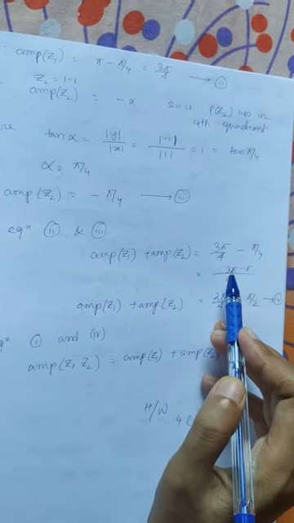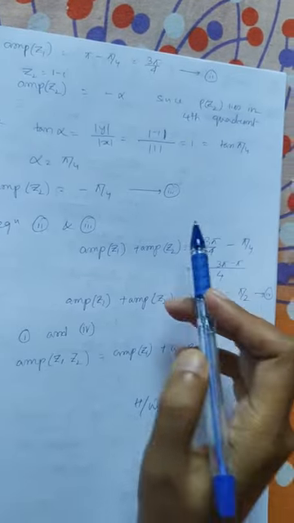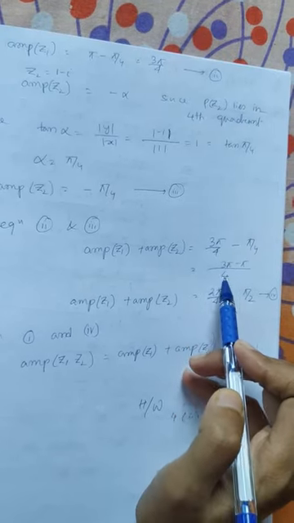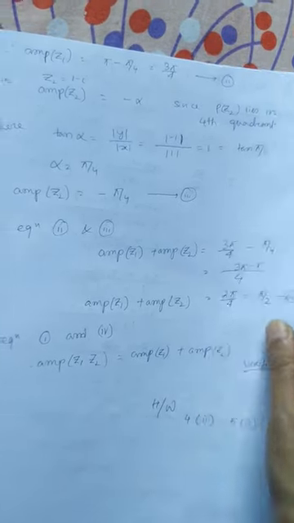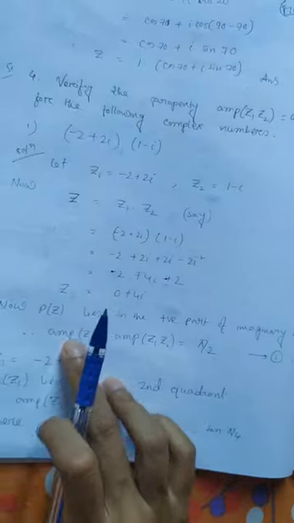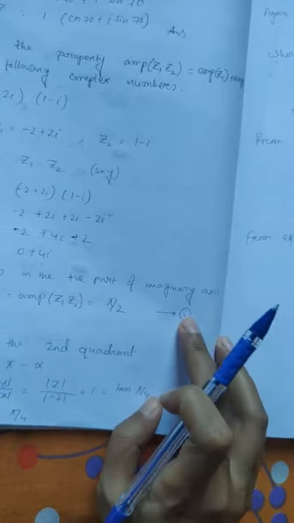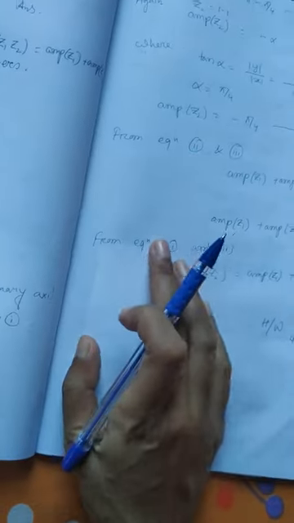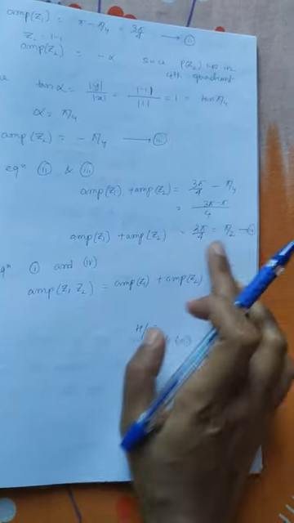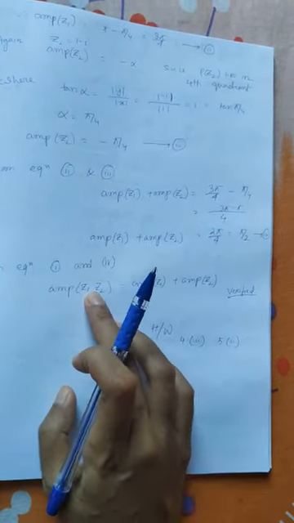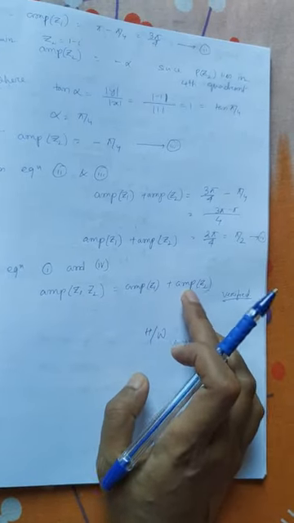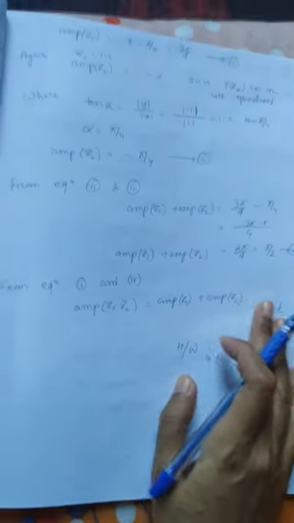So ultimately it is 3 pi minus pi by 4, so ultimately pi by 2. And you see here, the amplitude of z equals amplitude of z1 z2 is pi by 2, so it was equation 1. So from equation 1 and equation 4, we can say that amplitude of z1 into z2 equals amplitude of z1 plus amplitude of z2.